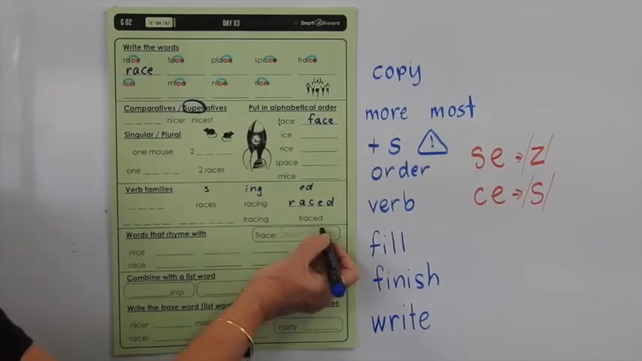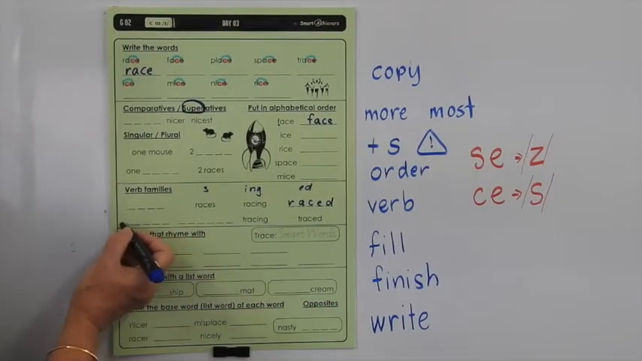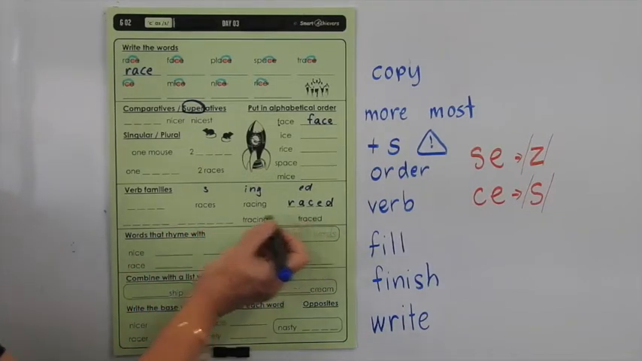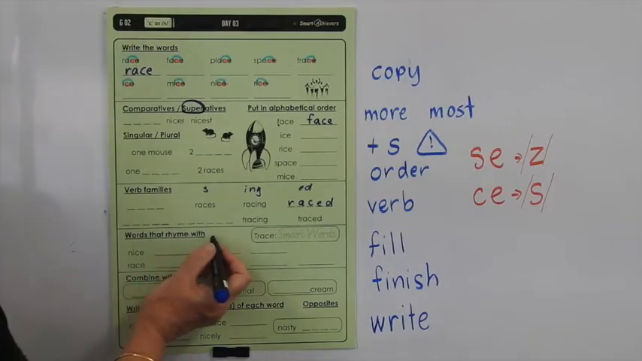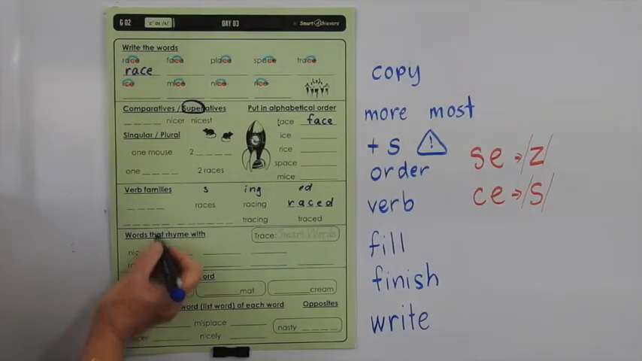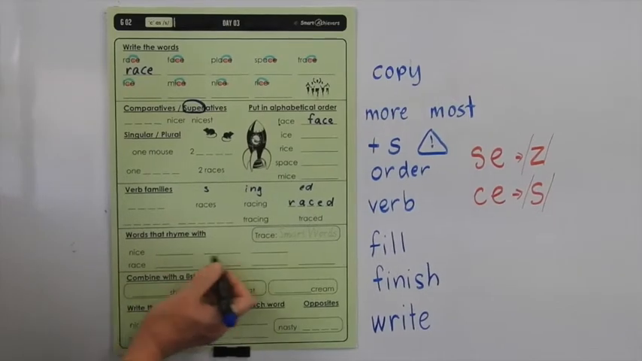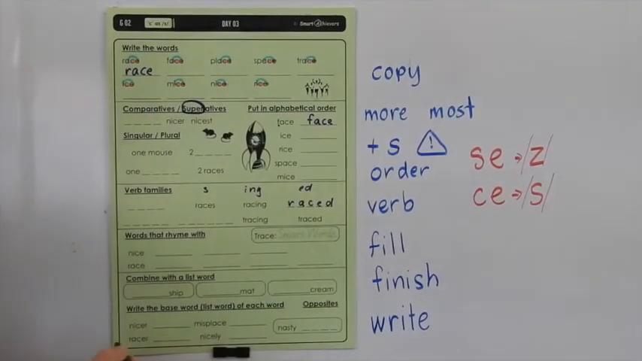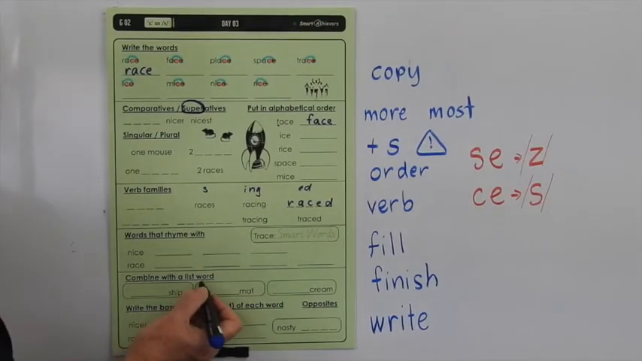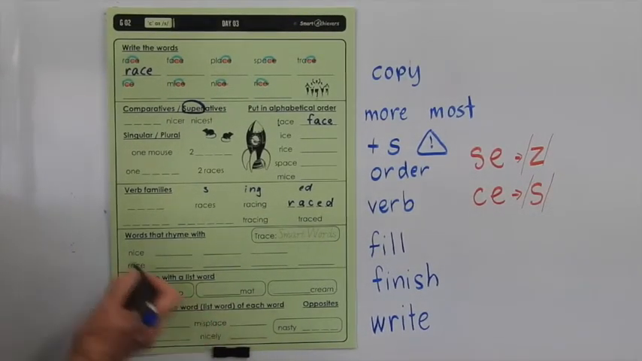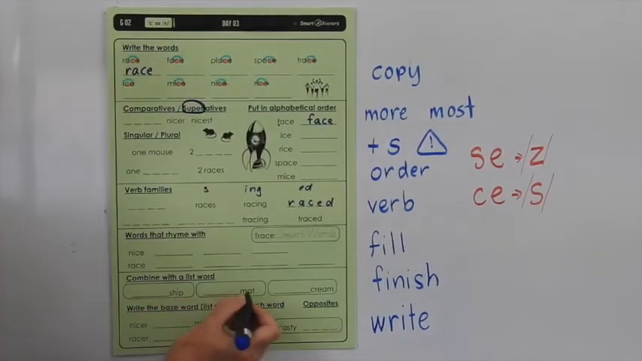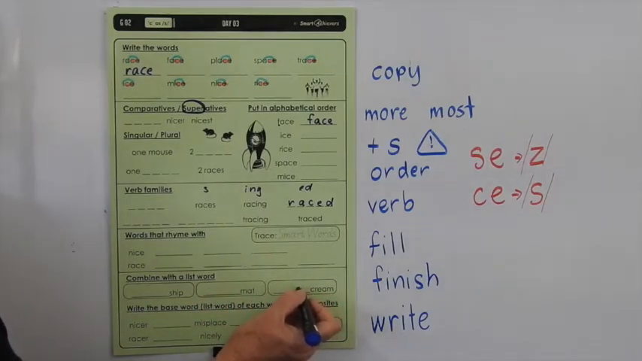So here we've got tracing and traced, both come from the word trace, and so you should have trace, traces, tracing, traced. Words that rhyme with. So let's see, we've got nice, you've got to find the list words that rhyme with nice. Race, you've got to find the list words that rhyme with race and write them down there. Combined with our list word, our something ship. You'll have to have a look up here to see which word would go with ship, which word would go with mat, write it in there, and which word would go with cream.